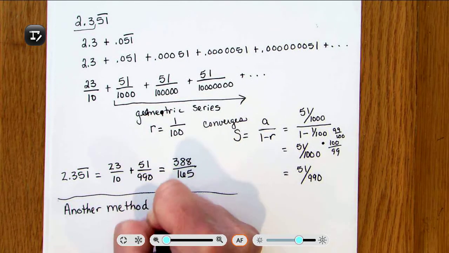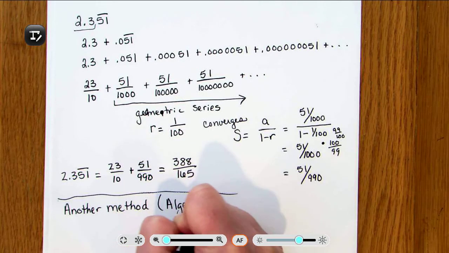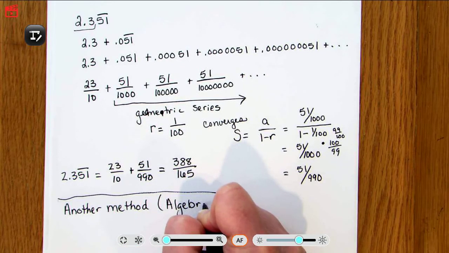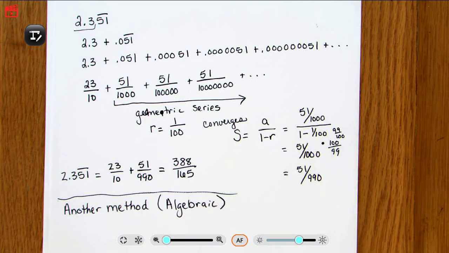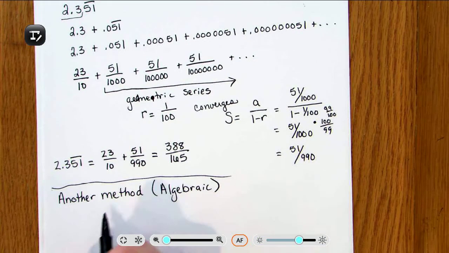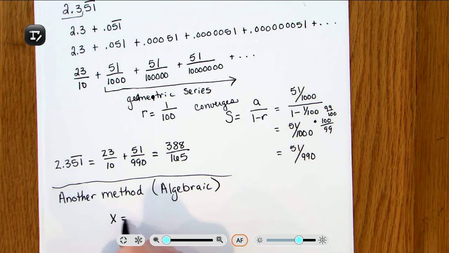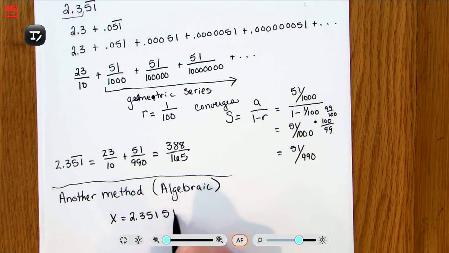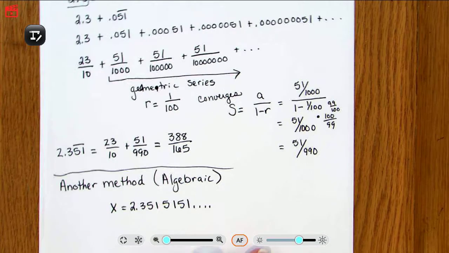Another method of doing this is more algebraic, and that is what I'm going to do next. Okay, so what I'm going to do is write let x be this number, that 2.3, and I'm going to write out some digits, and I'm going to put dot, dot, dot. So hopefully that makes sense.